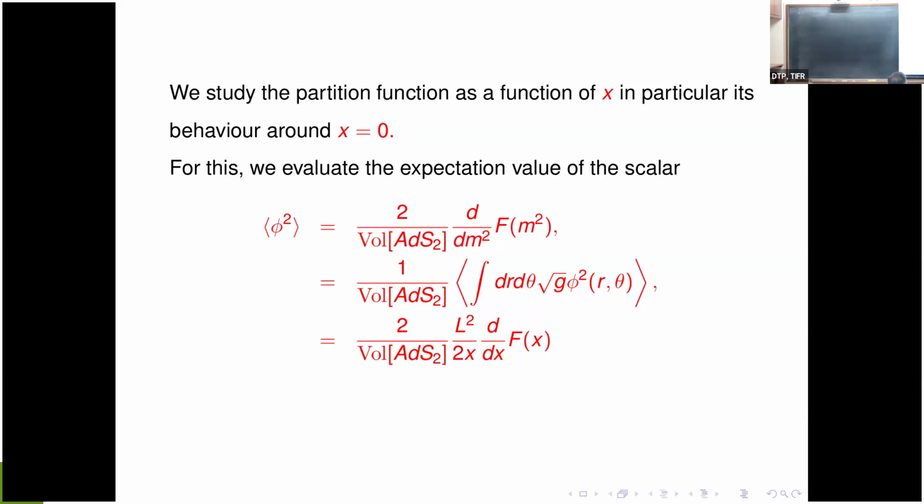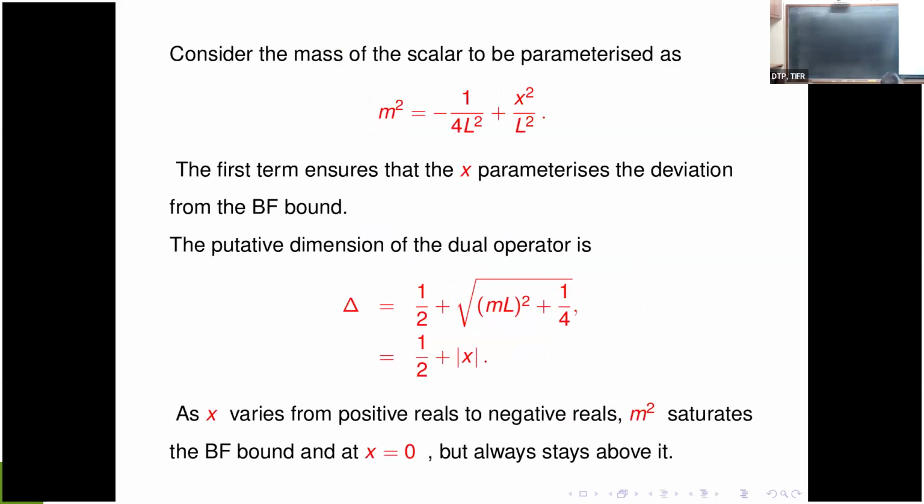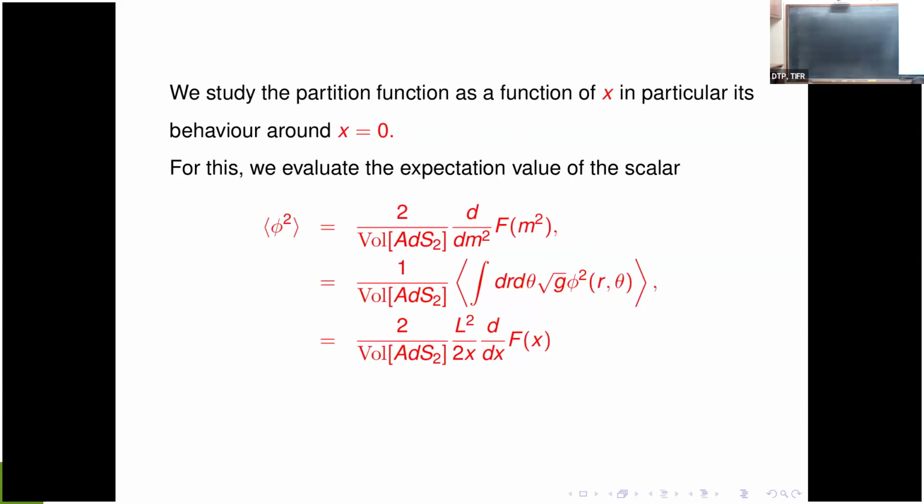I hope it's okay. It's simple. We just differentiate with m squared. M squared is related to x by that parameterization, so in terms of x, it's x dx, and so it's this particular expression.